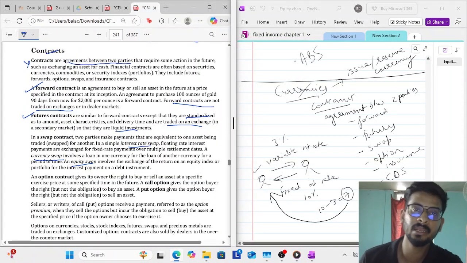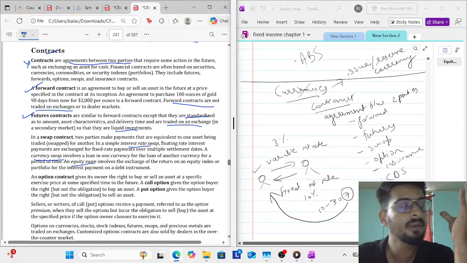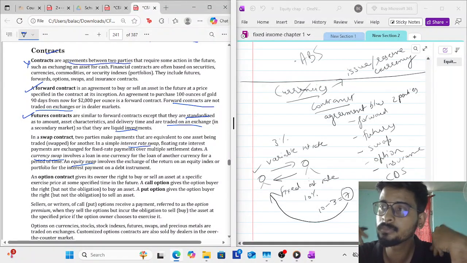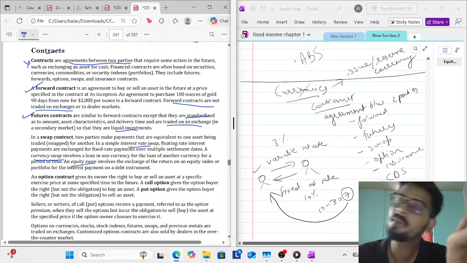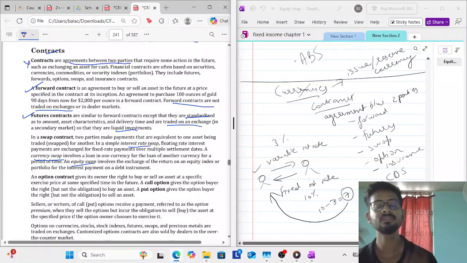Like two guys are meeting and that guy is telling me I am holding debt, and this guy is telling that I am holding equity. Now debt has interest payments. Equity guy will be earning some returns. Now this guy is telling that I will give you returns, you give me interest. So this is actually a swap. Okay, so this was an equity swap.